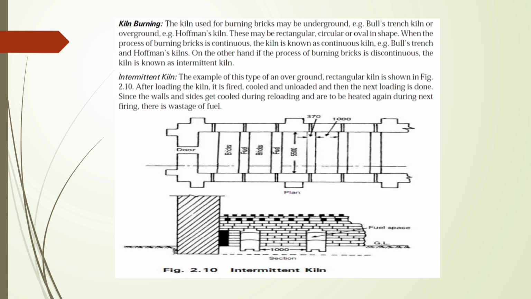Intermittent kiln. An example of this type, an overground rectangular kiln, is shown in the figure. After loading the kiln, it is fired, cooled and unloaded, and then the next loading is done. Since the walls and sides get cooled during reloading and are to be heated again during the next firing, there is wastage of fuel. This is the figure of an intermittent kiln.